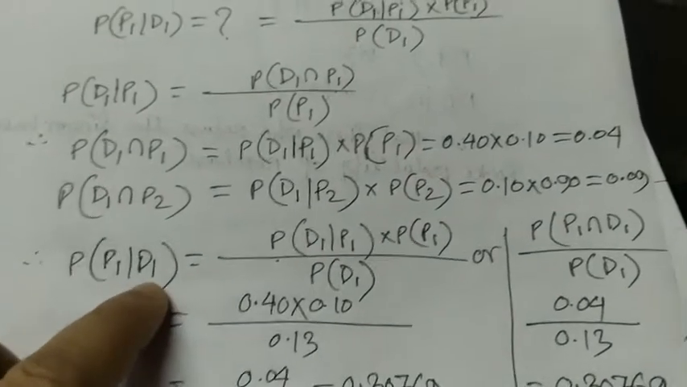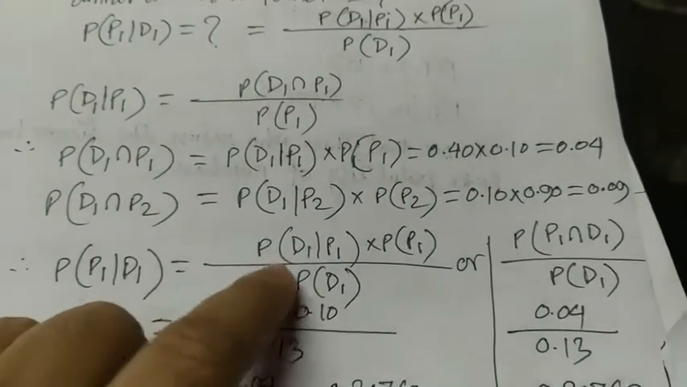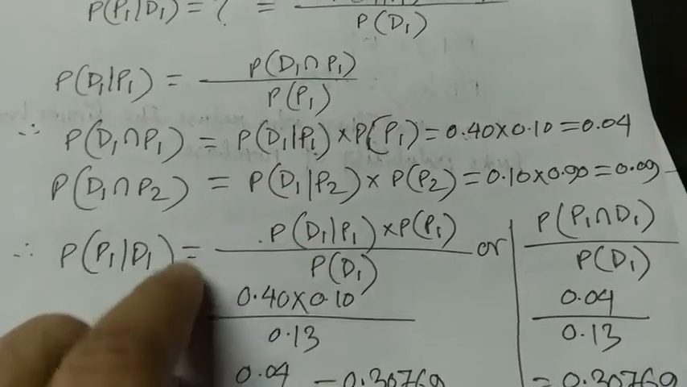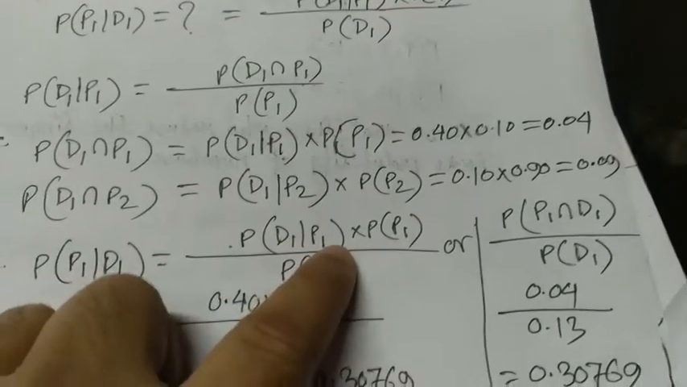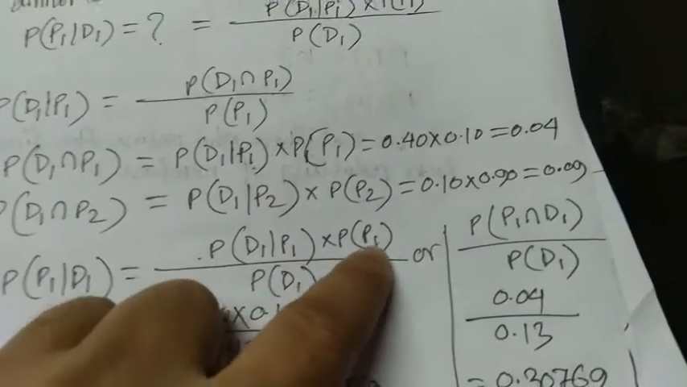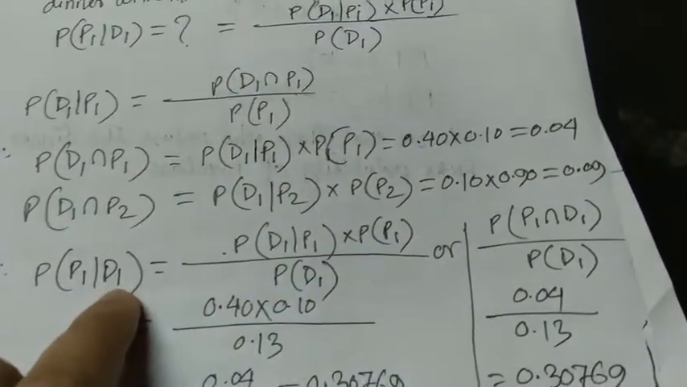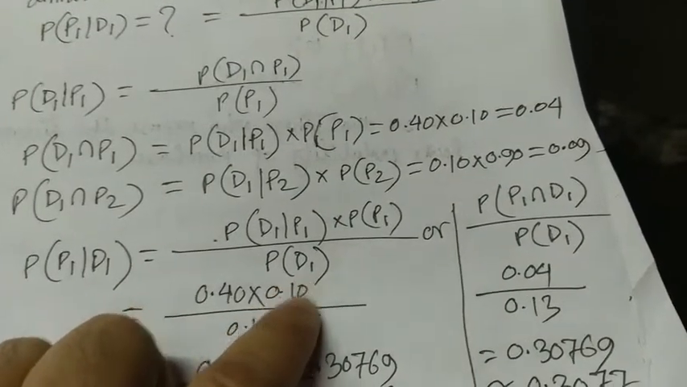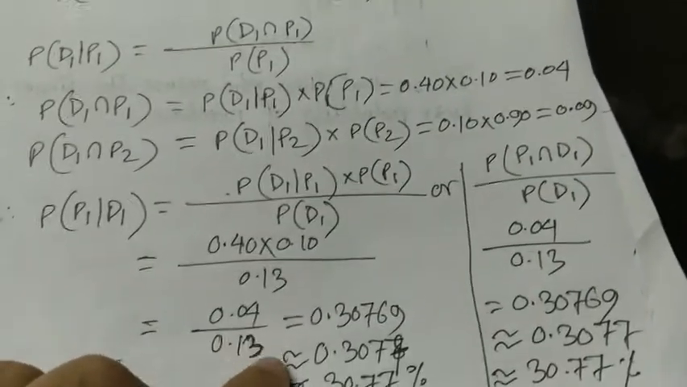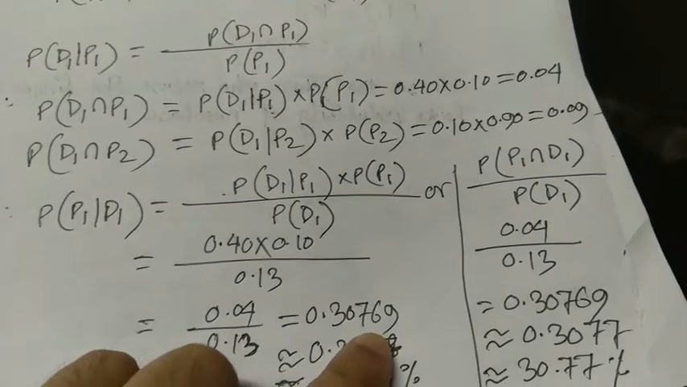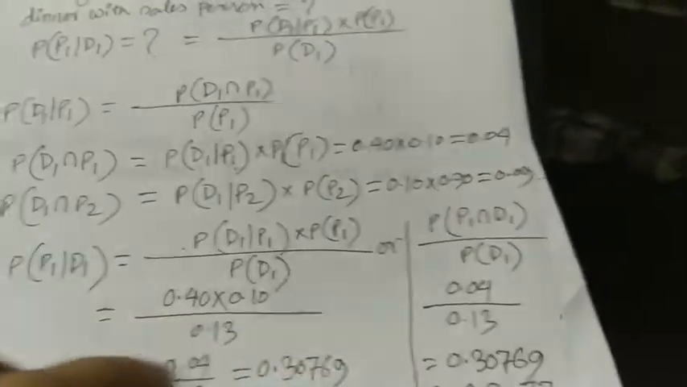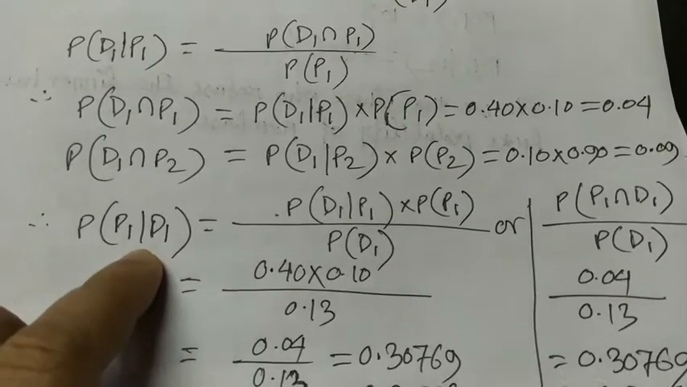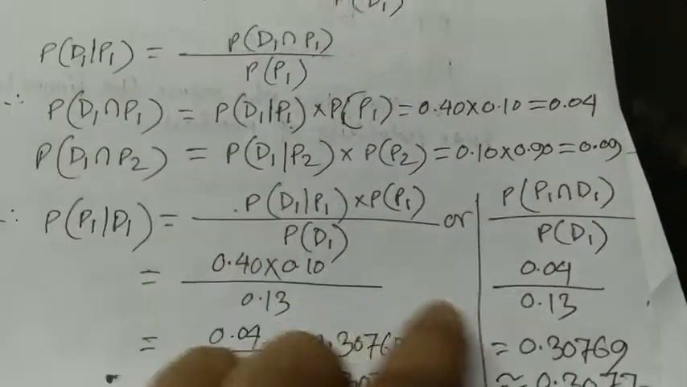Here we have P1 given D1. If you use Bayes' theorem, we have to use the reverse one, that means probability of D1 given P1, multiplied by the given one, that is probability of P1, and this one, D1, will be in the denominator, probability of D1. If you put in the values, the answer is 0.30769.